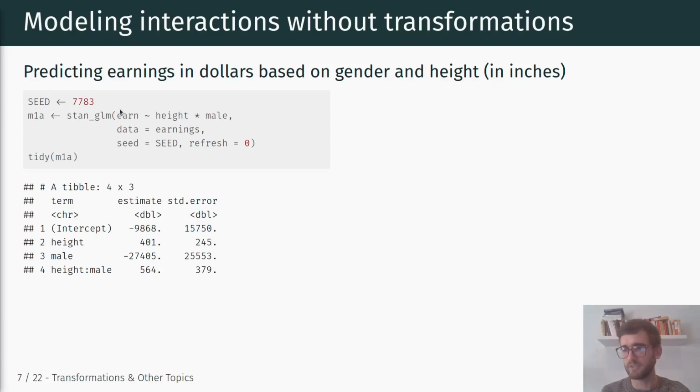As always, we're going to use stan_glm for a basic linear model. Earning is our outcome measure. Height and male are our predictors. We're going to use those without any transformation whatsoever. And we directly look at the regression output, the estimated coefficients, and we see first of all, the first consequence of the scaling.